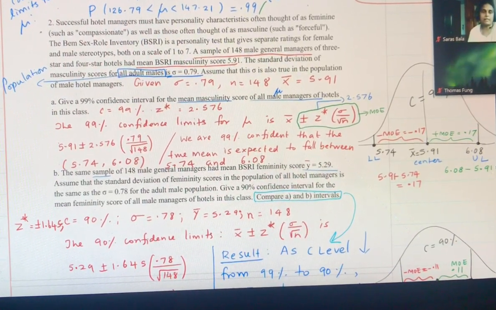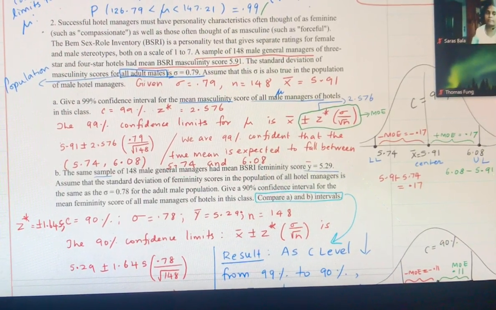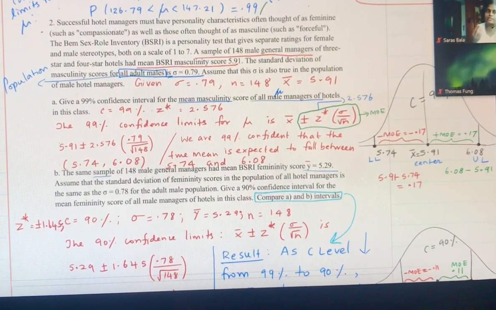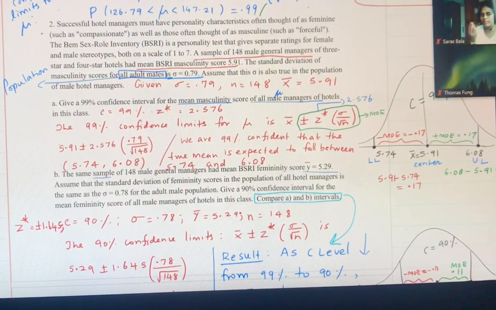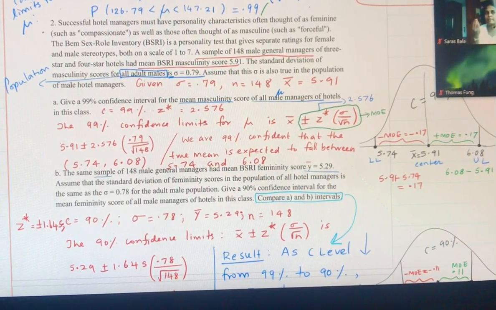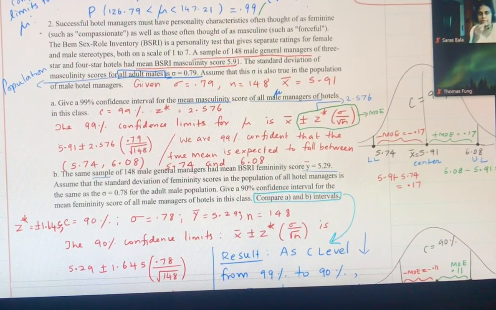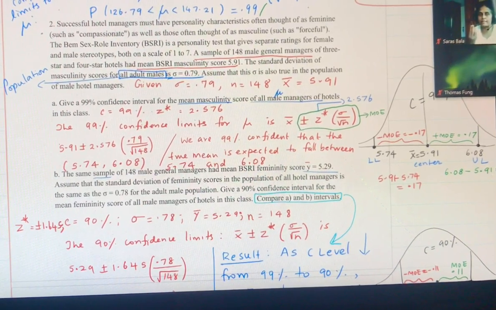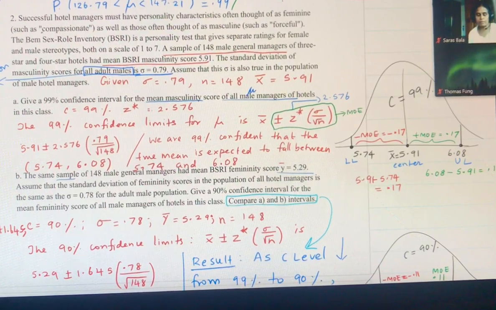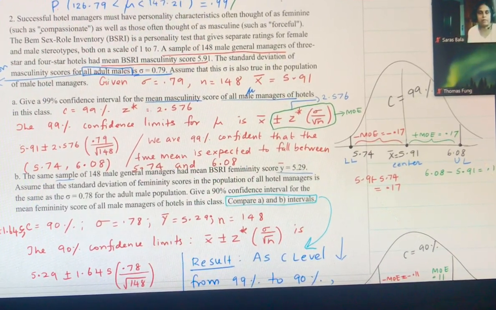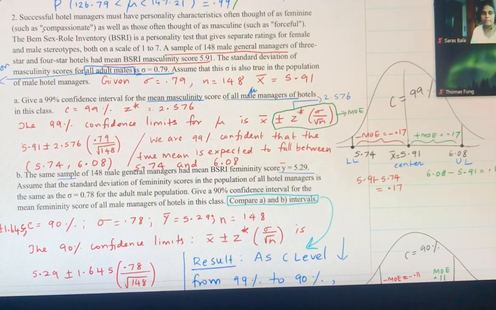So again, reading the problem is very, very important. You need to see where the numbers are coming from. The numbers could come from the population, or the numbers could come from your sample. If the numbers are coming from the population, we call that a parameter. If the numerical value is coming from the sample, then it's called a statistic. Remember that, okay? All right. So with the given numbers sigma, n, and x bar, you're going to find the 99% confidence limits.